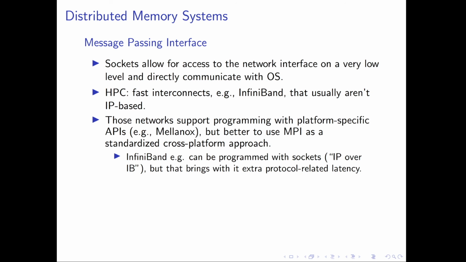This is due to the fact that sockets really are an interface to IP-based systems. And IP has a relatively large overhead, only due to the protocol. And in the HPC world, the vendors actually tend to do away with IP because of the relatively large overhead, and then replace that with proprietary protocols that only the vendor uses. On top of that, people can use IP, but then you again have this problem with extra latency. And instead, in the high performance computing world, people usually use MPI as a standardized platform on top of those proprietary protocols.